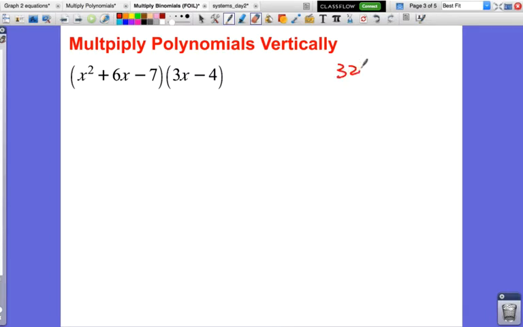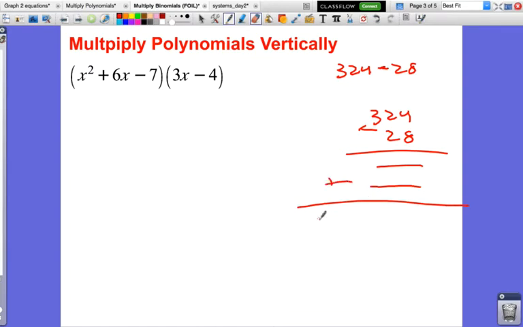So if I had like 324 times 28, a lot of us have learned to do 324 times 28, and then you multiply 2 different rows. So you have a row here, and then you add them up, and then there's your answer. We're going to do the exact same thing, okay? No different. So let me erase all this here.